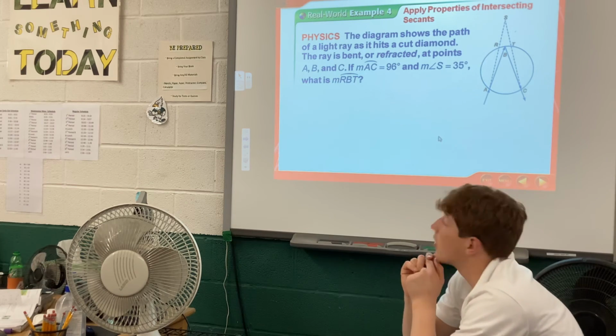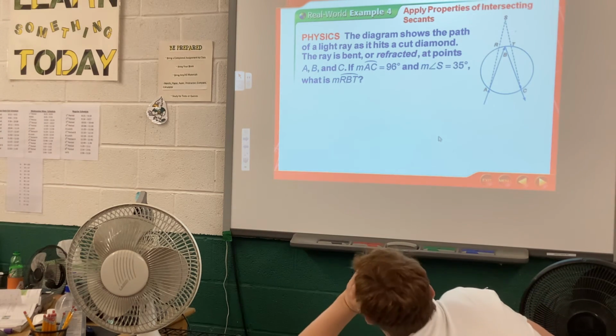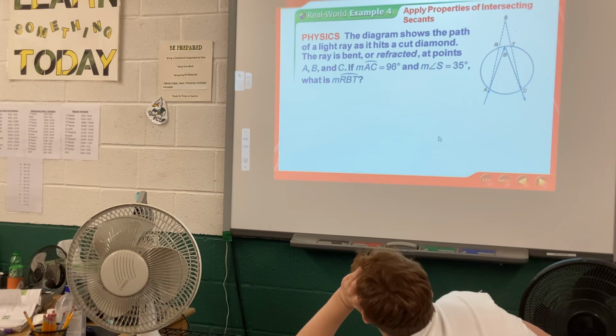All right, let's look at this one. The diagram shows the path of a light ray as it hits a cut diamond. The ray is bent or refracted at points A, B, and C. Everybody understand what the principle that's going on here? Okay, so you're shining a light in and then it's just bouncing inside that kind of prism, or diamond in this case. A diamond is really a prism.